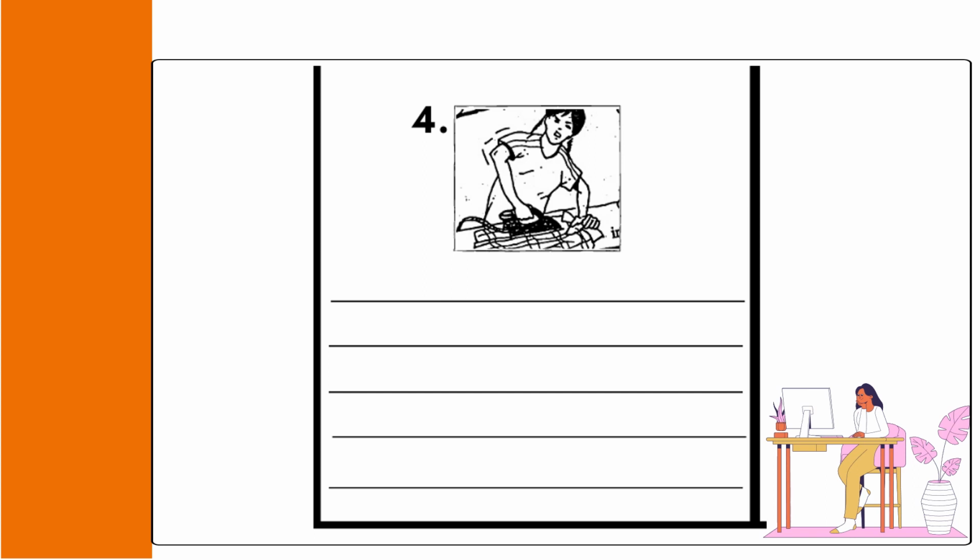Last picture, picture number 4. Okay, you can see a woman. Maybe you can use my mother as the subject. Verb, what was she doing?